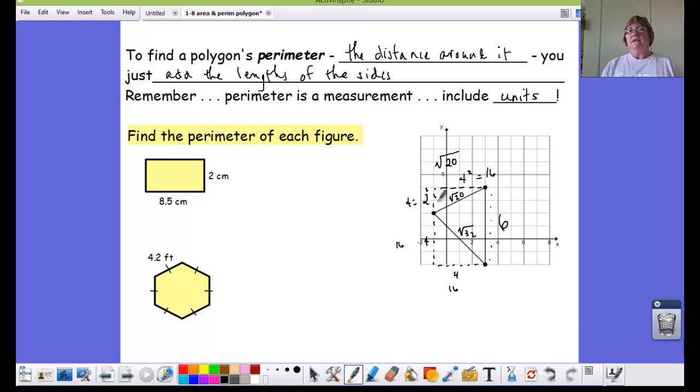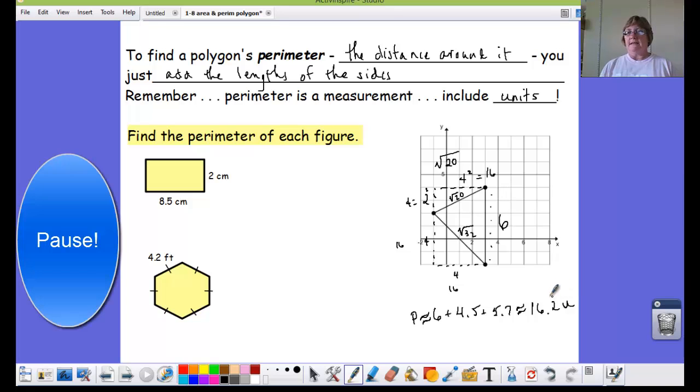I'm going to take my calculator and add those, and I'll get back with you for a perimeter. Alright, I did the arithmetic. The square root of 20 is about 4.5. The square root of 32 is about 5.7. And that gives us a perimeter of about 16.2 units in the coordinate plane. I'd like to have you pause the video now and come up with a perimeter for this rectangle and a perimeter for this hexagon. Okay?